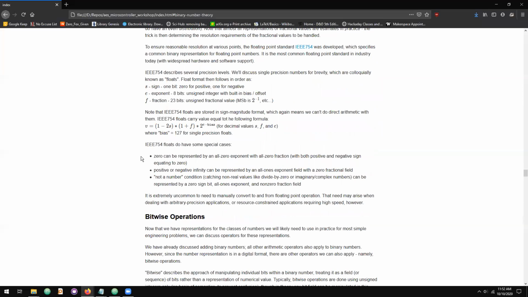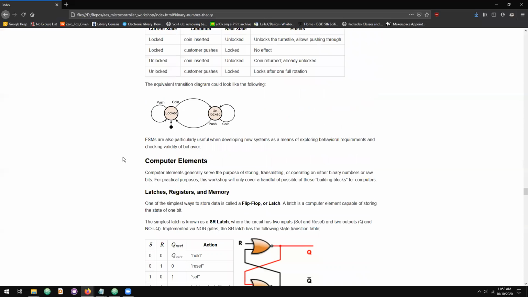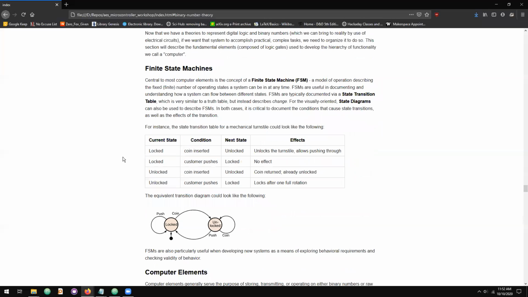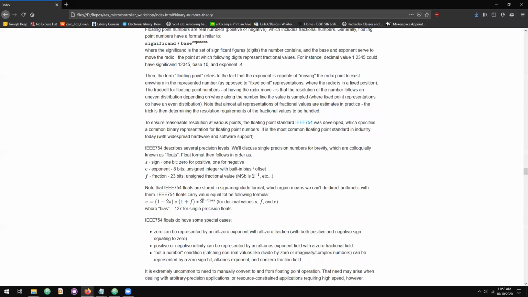Was there anything about the computer elements section that needs more explanation? Could you go over the bias again? I didn't really get what that was doing. Yeah, so it's another quirk of IEEE 754.